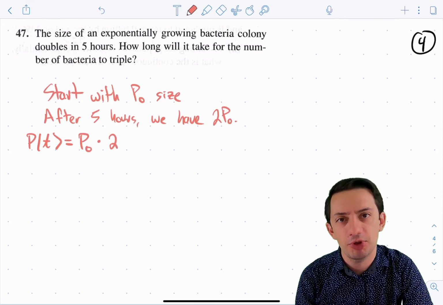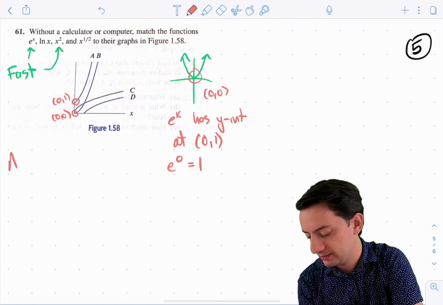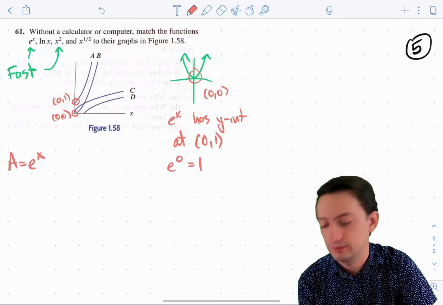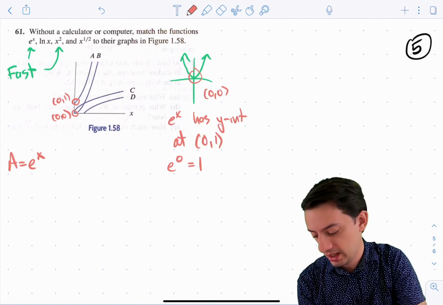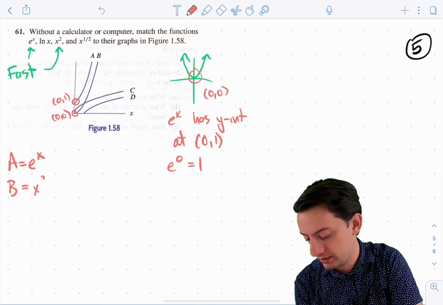And the reason we know it, just as a reminder, whenever you're saying that a point is on a graph, that always means if I plug in the x point, I should get the y point. So in this case, e to the 0 equals 1. So this here must be the point 0, 1, but that's the point 0, 0. And so this tells us that a is e to the x, because it grows quick and it crosses not at the origin, and b must be the other fast one, x squared.